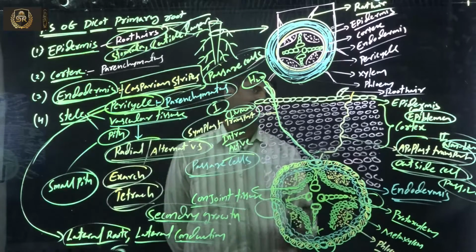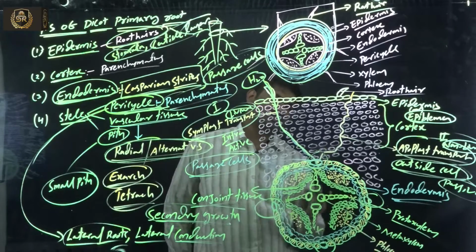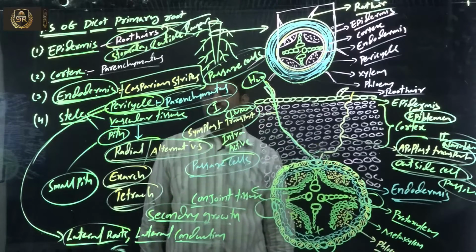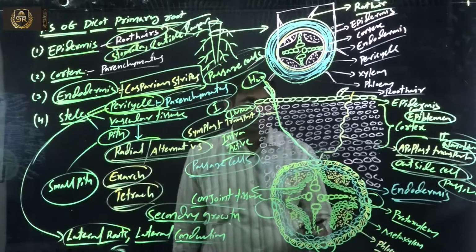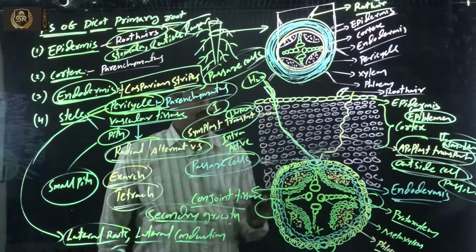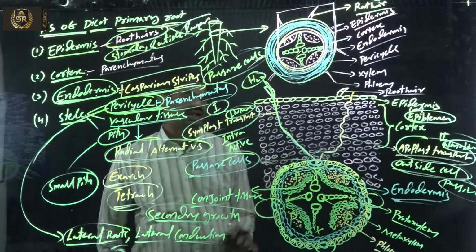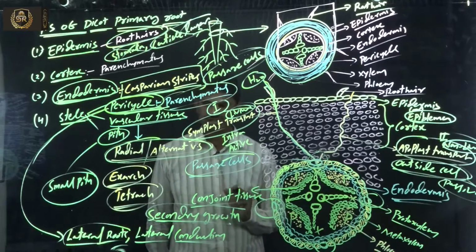Radial vascular bundle and alternate vascular bundle is a characteristic feature of roots. Radial or alternate vascular bundle is a characteristic feature of roots.